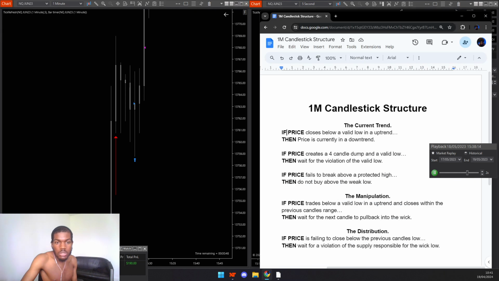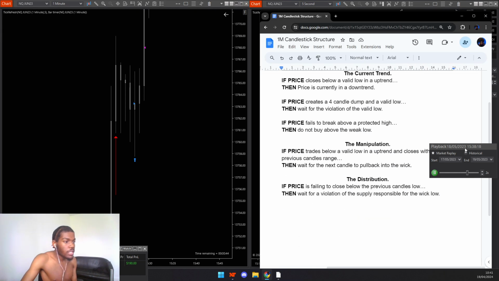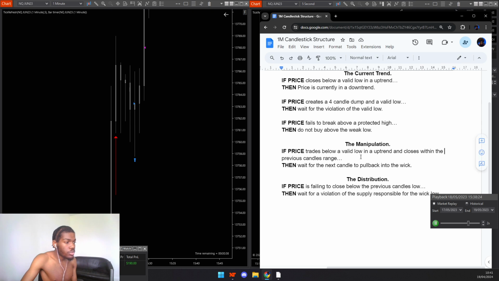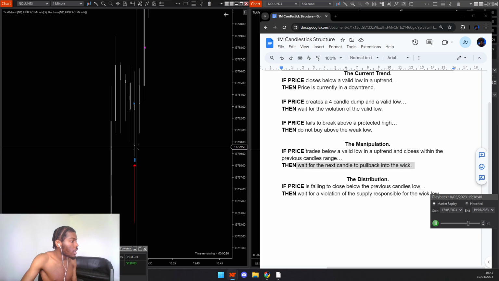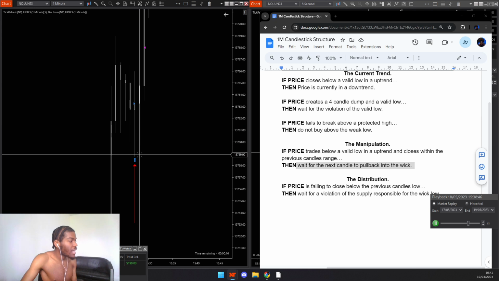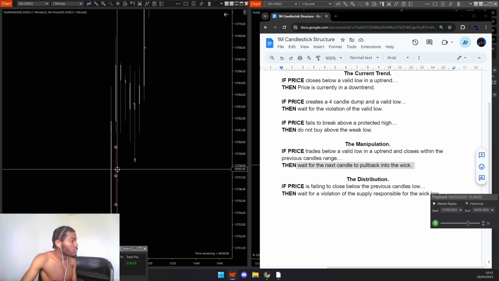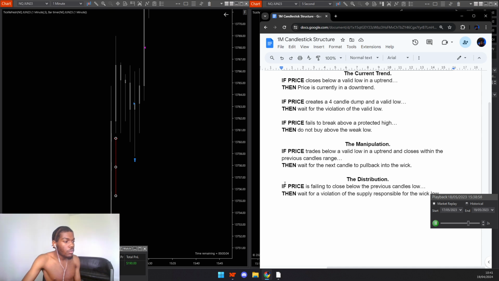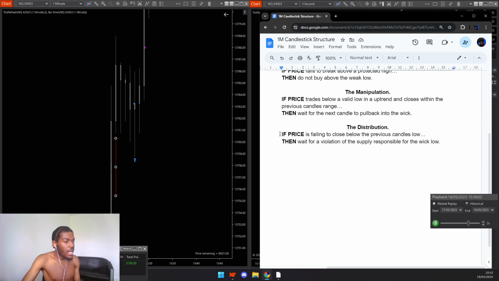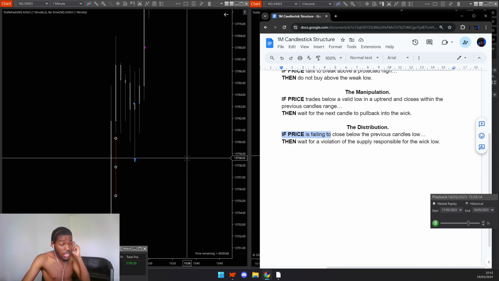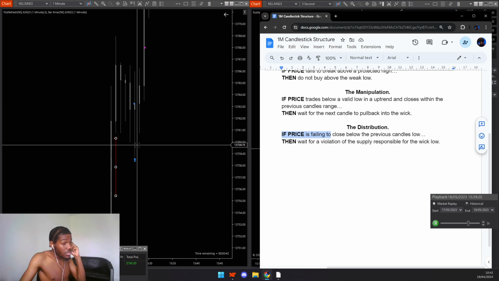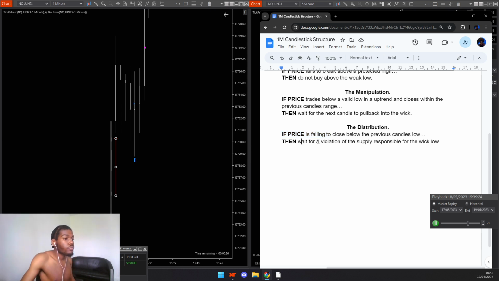Now I told you guys, if price trades below a valid low and closes within the previous candle's range, then wait for the next candle to pull back into the wick. This candle here is that next candle pulling back into the wick. So then when I focus on my entry, if price is failing to close below the previous candle's low, when you see that wick and you see no signs of a closure below it, then I wait for a violation of the supply responsible for putting in that wick low.